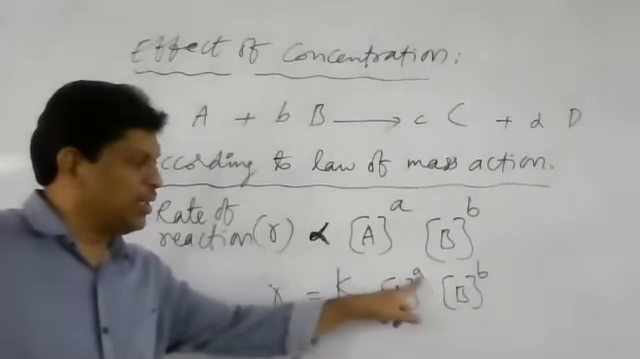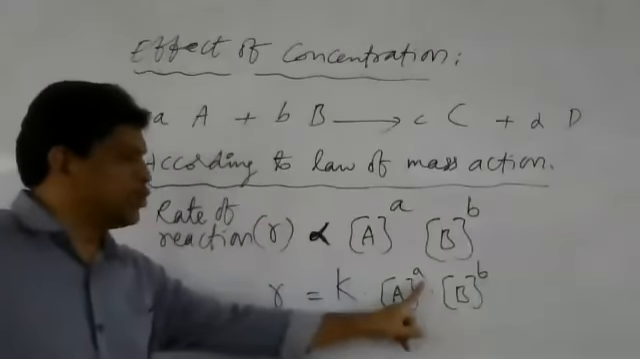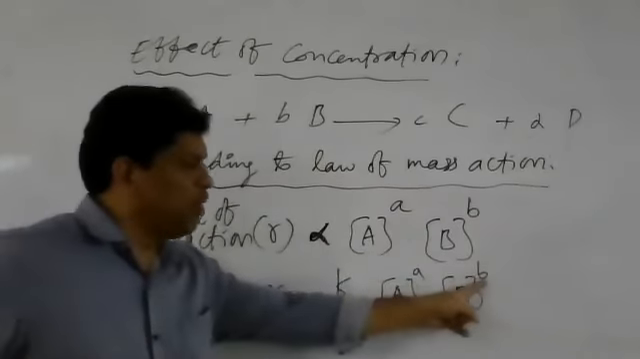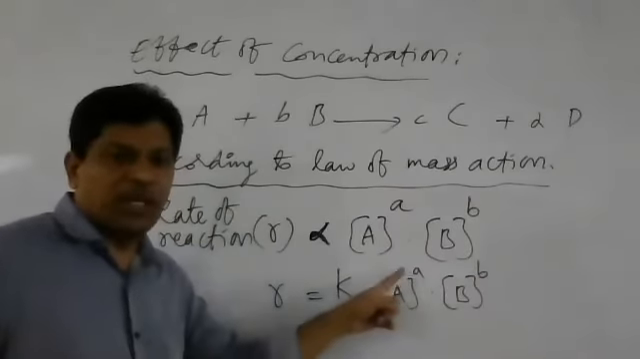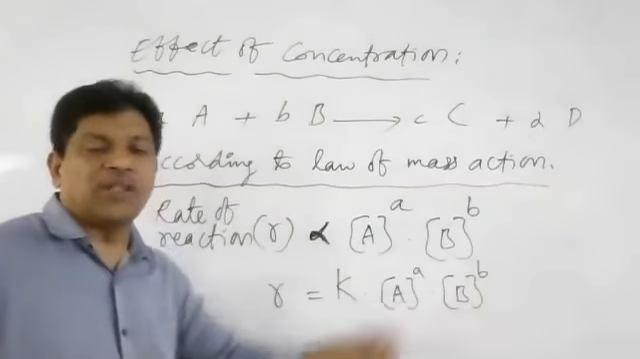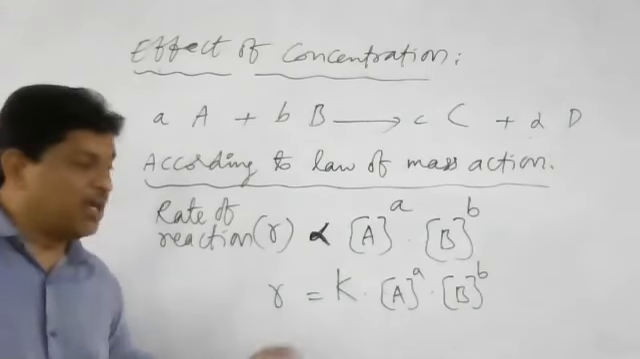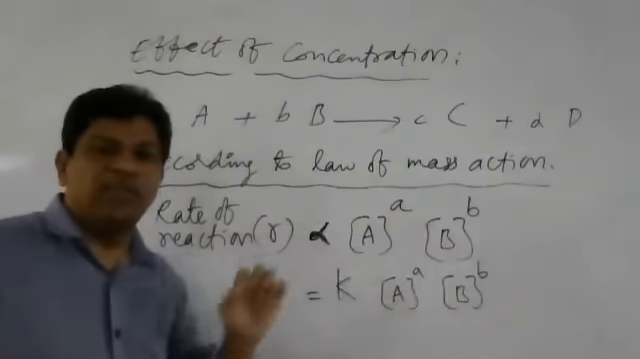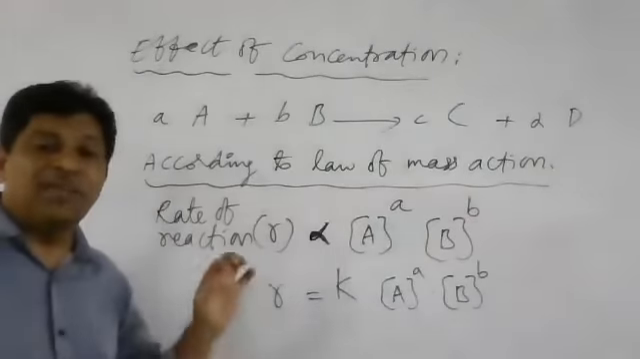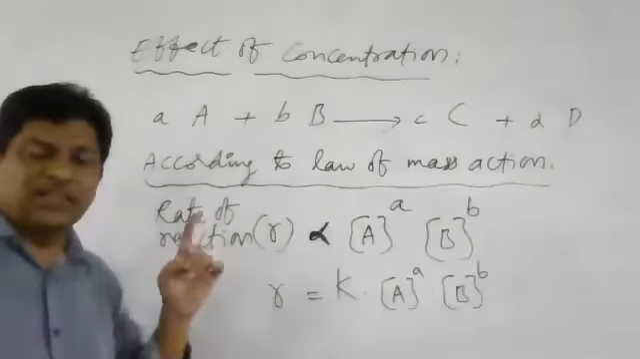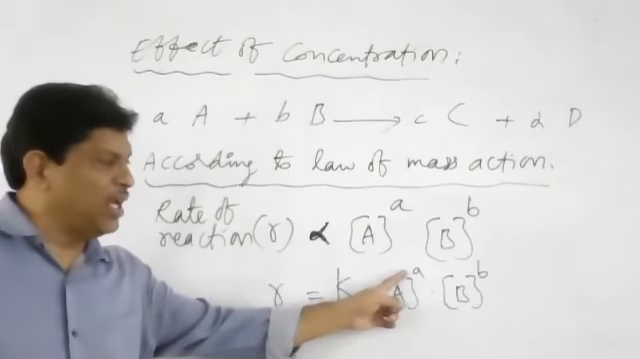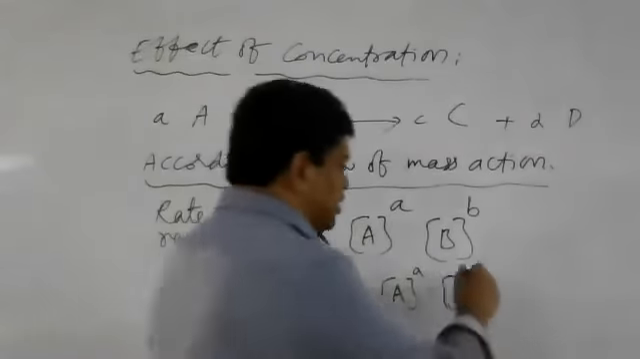That means the number of moles of A becomes the power of the concentration of A, and the number of moles of B becomes the power of the concentration of B, according to the law of mass action. Here [A]^a and [B]^b will be correct, these powers small a and small b, if this reaction is an elementary reaction, that is a single step reaction.